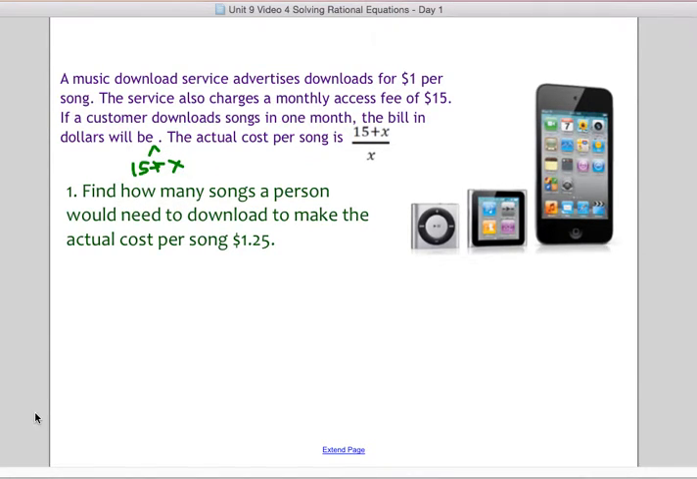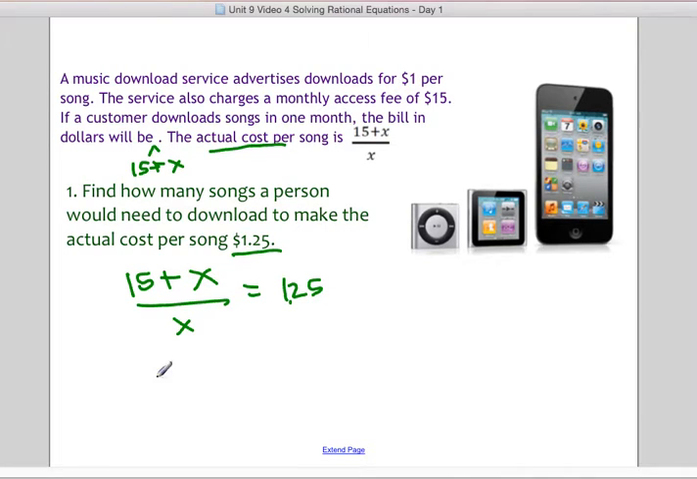And then to figure out the cost per song is to take it and divide by x. Okay, so it says how many songs a person would need to download. Find how many songs a person would need to download to make the actual cost per song $1.25. So the actual cost per song is this, so we want that to be $1.25.